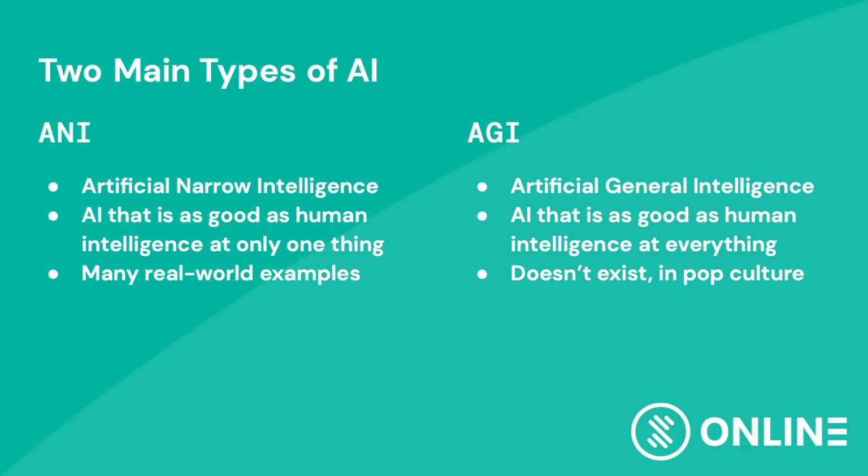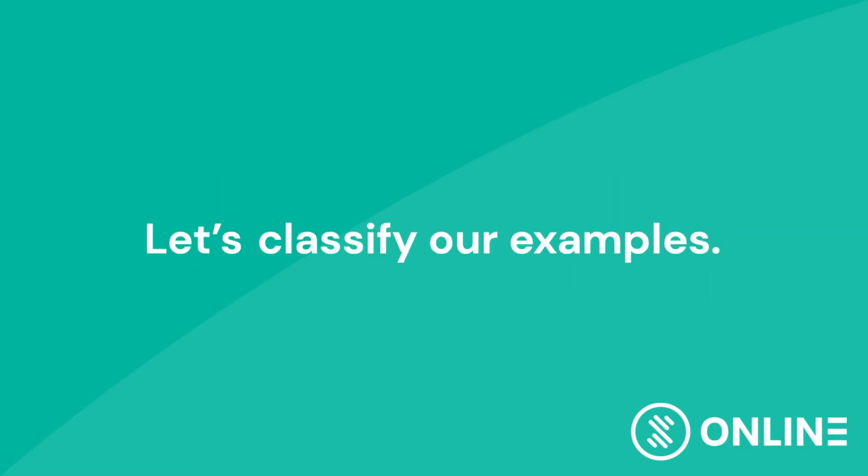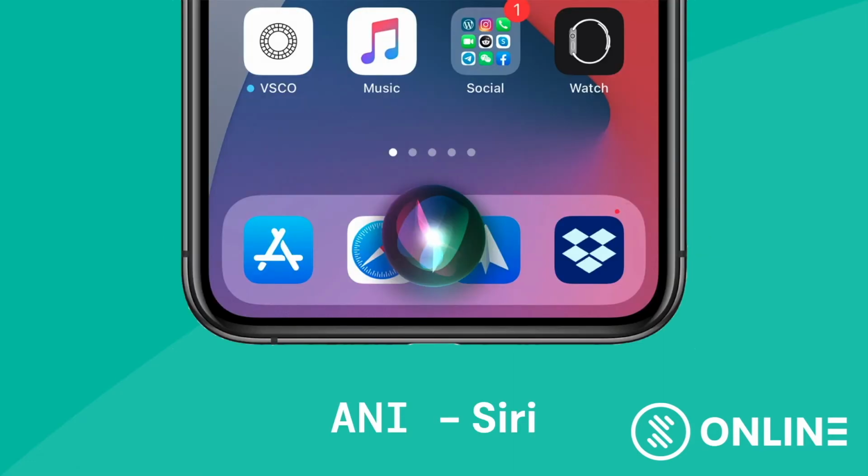So let's go back looking at our examples we just talked about. Let's classify the examples. We have Siri. Siri is considered ANI because Siri is a voice assistant. That's the only thing it's really good at, telling us information. It can't think for itself or get up, drive a car, pick up the mail. It can't do those things. So it's considered ANI. It's narrow. It can only do really one thing, which is assisting you.